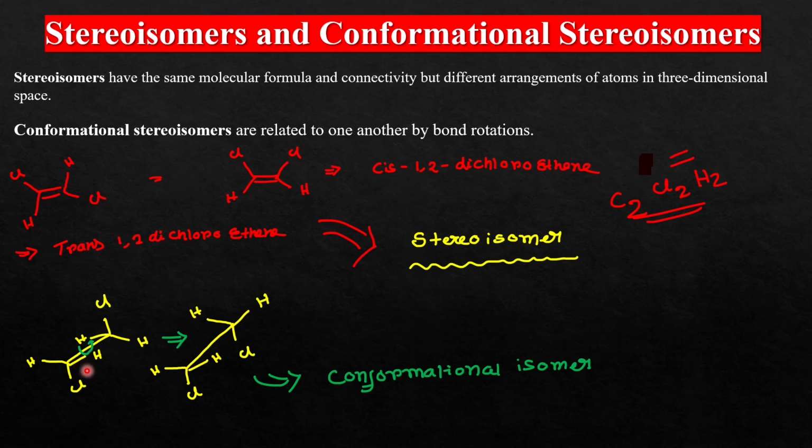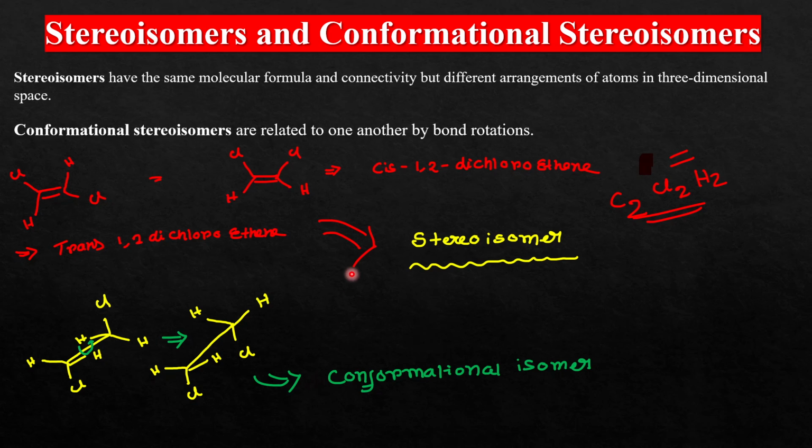On the other hand, you can see this conformational form can be easily converted into this one by simply rotating the C-C sigma bond. So by rotating this C-C sigma bond, this conformer can be easily converted into this conformer. That's why they are called conformational isomers.